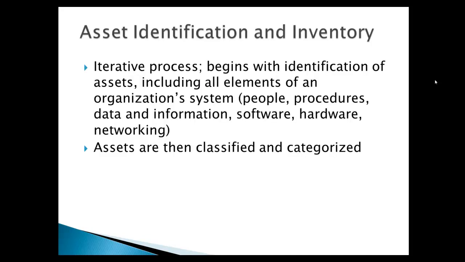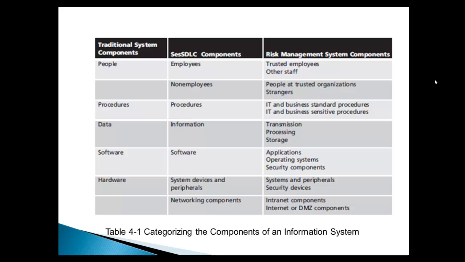So, asset identification and inventory. This is a process that begins with the identification of assets, including all the elements of the organization's systems: people, procedures, data and information, software, hardware, and all the networking elements. Then we can classify and categorize the assets, adding details as we dig a little bit deeper into the analysis. But the first thing we have to do, again, is come up with a good comprehensive list of all of the individual components of the organization.